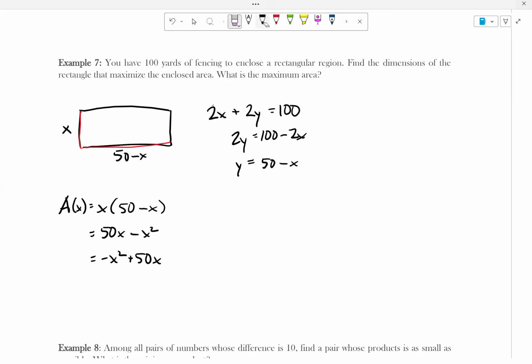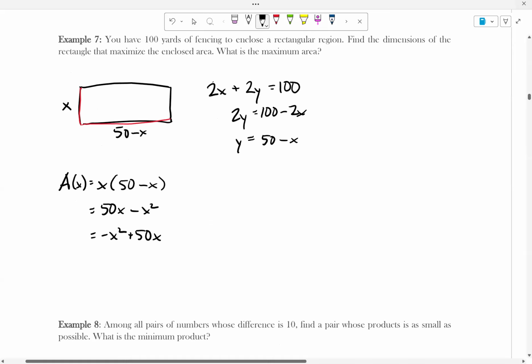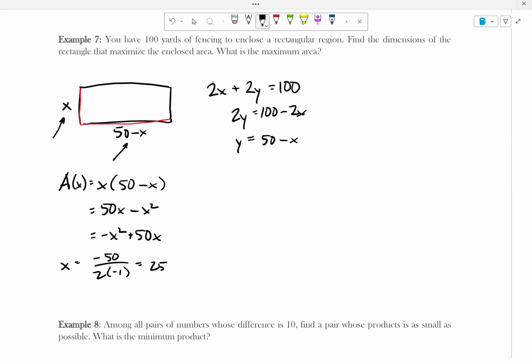How do you find the maximum of anything? By finding the vertex. Okay, so I'll say that x is equal to negative b over 2a, which gives us 25. Okay, so I think I know the dimensions now. If x is 25, then my other dimension is 50 minus 25. So the dimensions, actually it's plural. Dimensions are 25 yards by 25 yards. Just as you may have suspected, it's going to be a square.